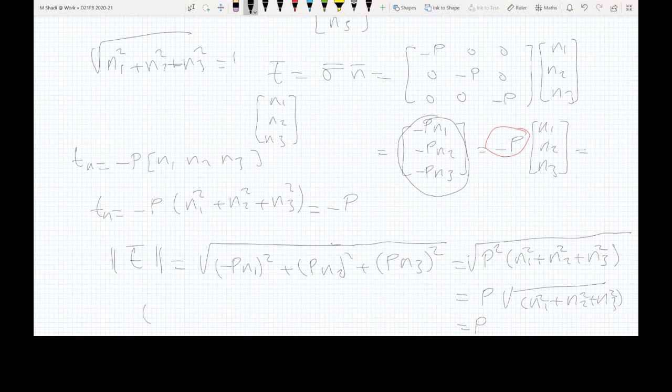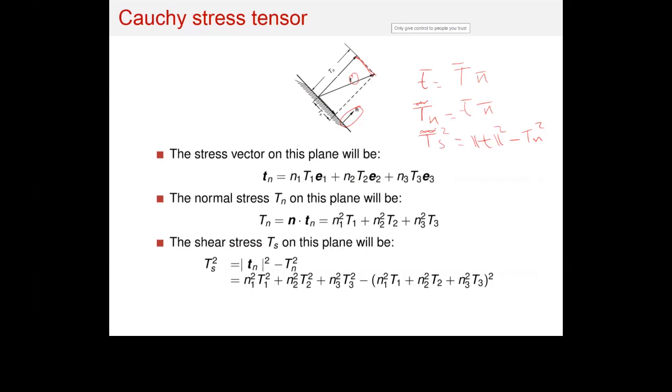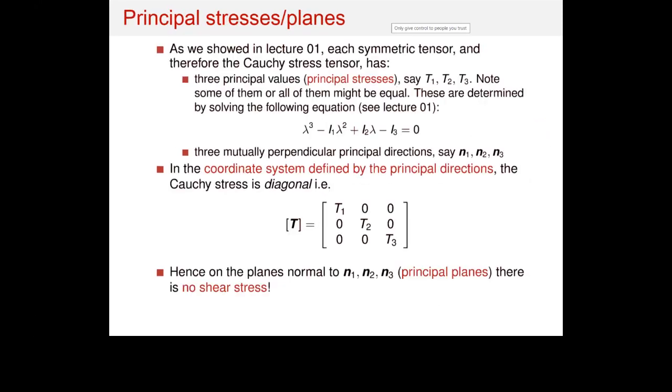And we know that ts squared is equal to tn squared minus and plus the length of t squared. So tn squared is minus p squared. This is minus p. You have negative here. And then you have the length to be p squared. So this is p squared. So this is equal to 1. All right, so we have the normal and the shear components of the stress vector.